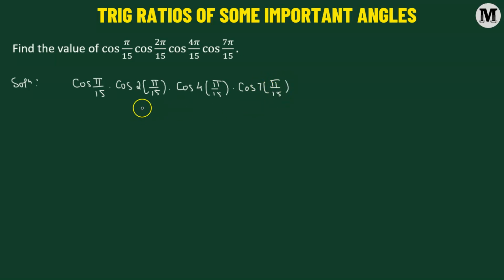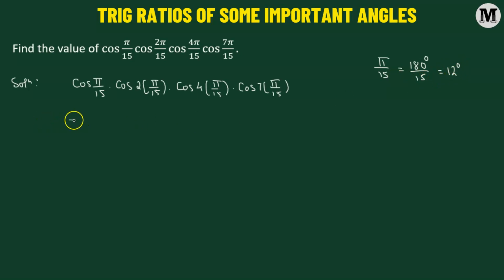What we'll do here is convert each of the radian measures to its degree equivalent, and that's going to help us simplify the problem. Now, to convert pi over 15 radians to degrees, all we have to do is replace the value of pi with 180 degrees and divide by 15, and that should give us the degree equivalent of pi over 15, which comes out to be 12 degrees.